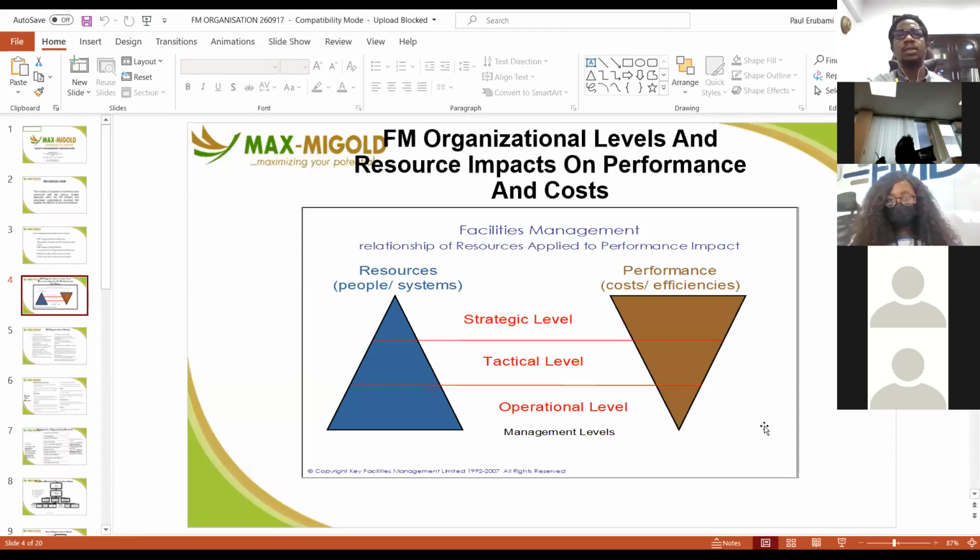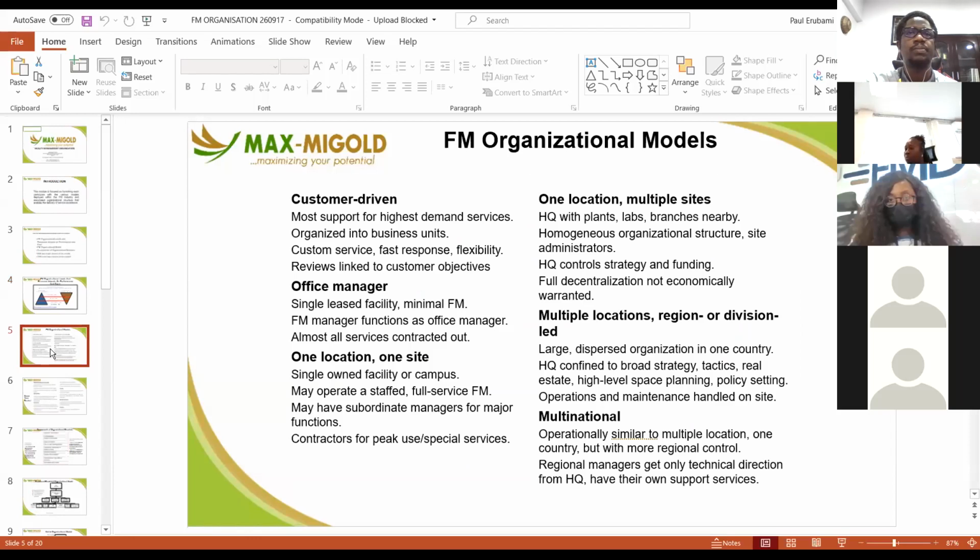So that's the understanding I want you to have from this FM organizational levels and resource impacts on performance and costs. So I'll go straight now into the FM organization models. Depending on your kind of facility, you will fit into one of these organizational models, and we're going to talk about them one by one.